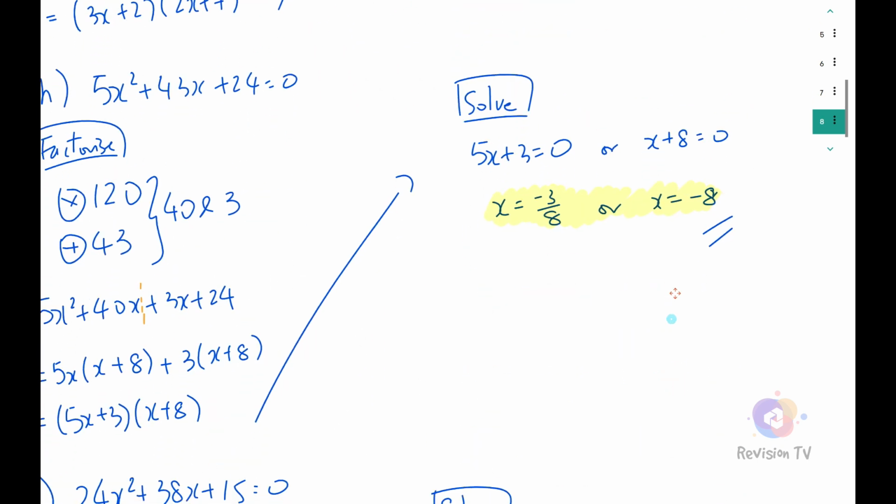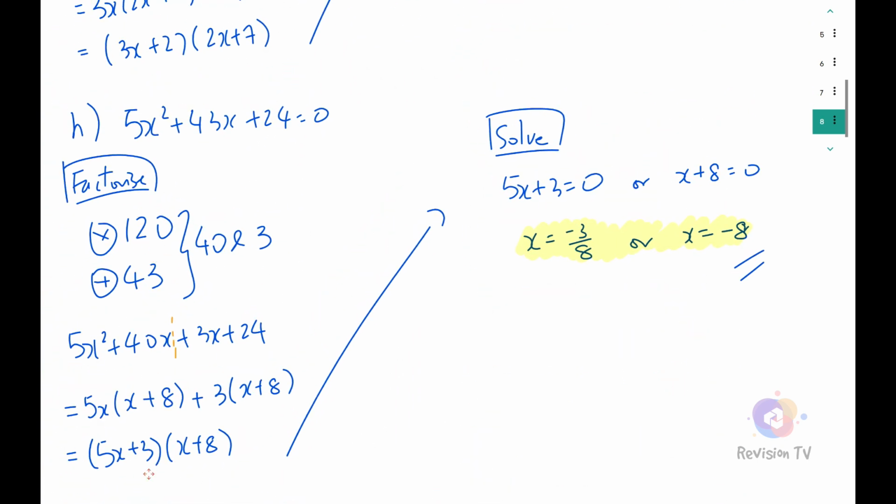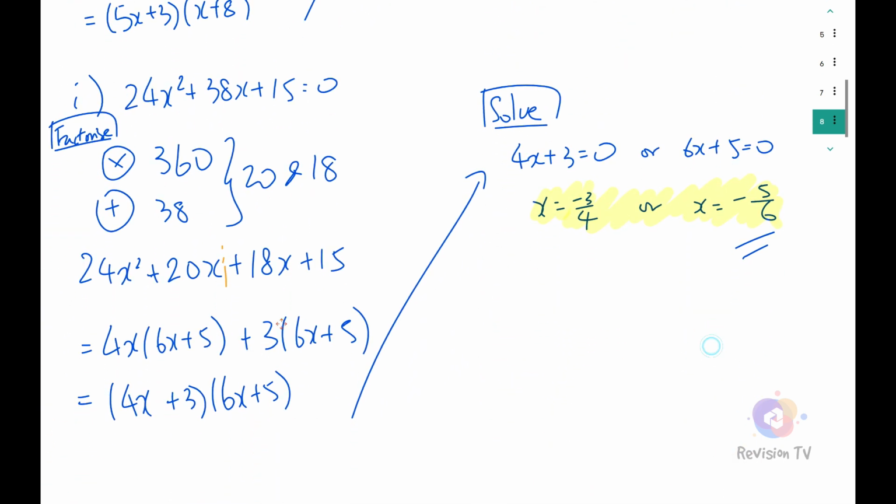Right, H, same there, factorize it, you should get 5x plus 3, x plus 8, and your final answer should be minus 3 over 5 and negative 8. Then for I, factorize it, 4x plus 3, 6x plus 5, and the answer will be minus 3/4 and minus 5 over 6. So hopefully by the end of this lesson, as in now, you should be more confident in solving and factorizing harder quadratics. Harder quadratics means the quadratics with the coefficient of x squared bigger than 1.